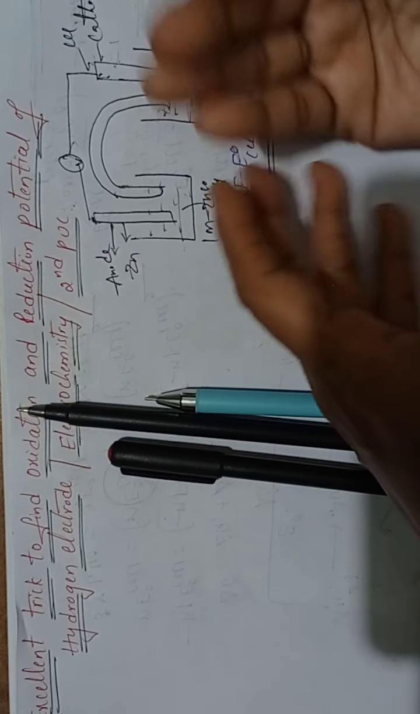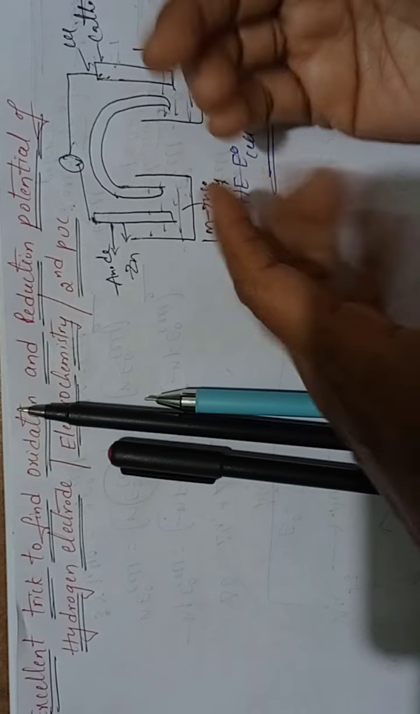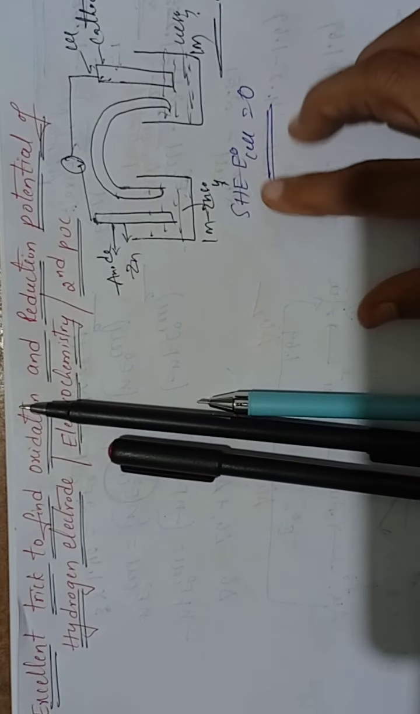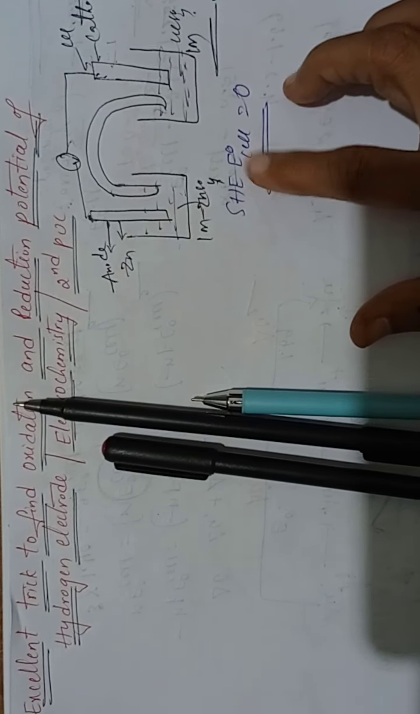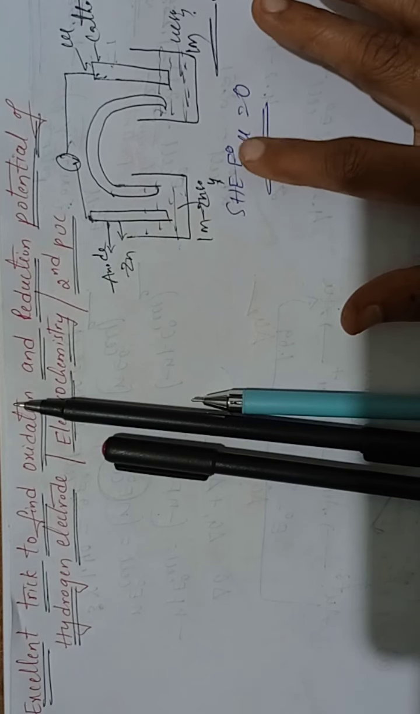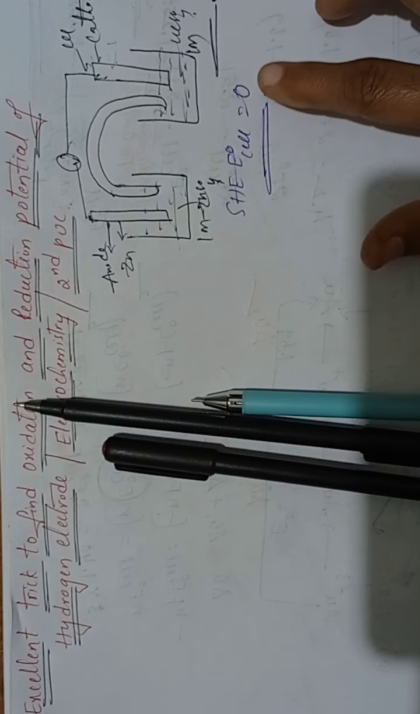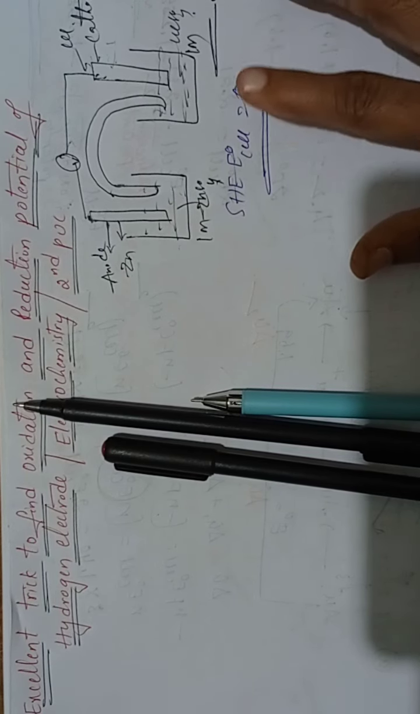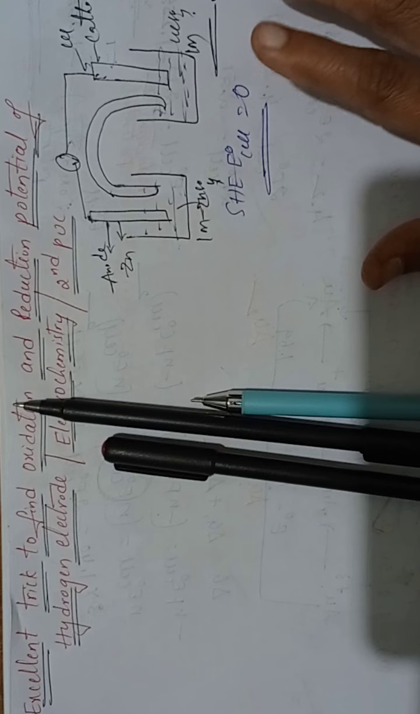Are you following? So one reference electrode we are taking is the standard hydrogen electrode, that is SHE. Its electrode potential, how much, students? What is the standard electrode potential? It is 0. Are you clear? So the standard electrode potential of SHE is equal to 0.